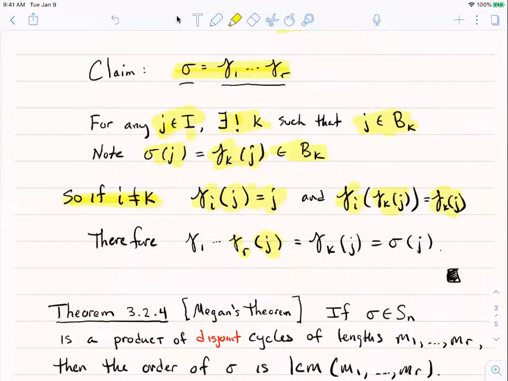And if the index isn't k, then the corresponding gamma just gives you that index back. Eventually, you're going to hit the index k. I don't know where it is, but when you do, you'll get gamma k of j, because we're in that orbit. But then the rest of these functions will fix that. So when the process is all said and done, you're going to get gamma sub k of j out, and that's sigma of j. All right? So that's actually the proof of that theorem.